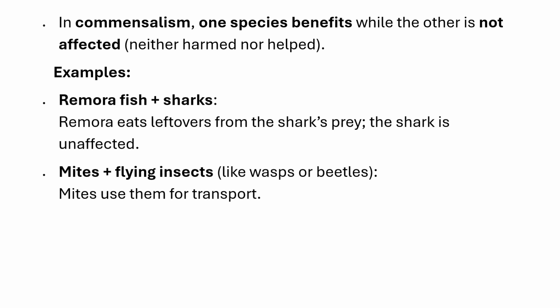The shark is unaffected and doesn't care about that. This means the shark is not harmed or affected, but the remora benefits by getting food from the leftovers. Another example is mites and flying insects like wasps and beetles. The mites use them for transport while they are flying.